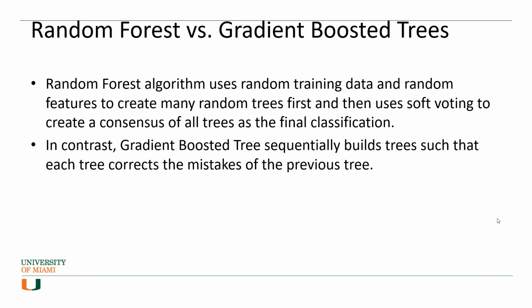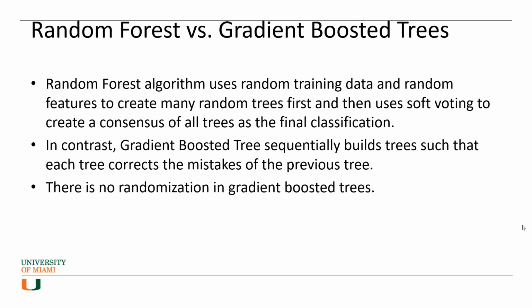On the other hand, gradient boosted trees sequentially build trees such that each tree corrects the mistakes of the previous tree and improves on the predictions. In other words, there is not going to be any randomization performed when we're working with the gradient boosted trees.